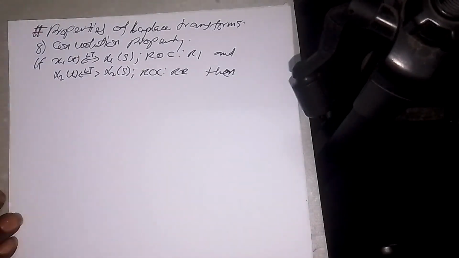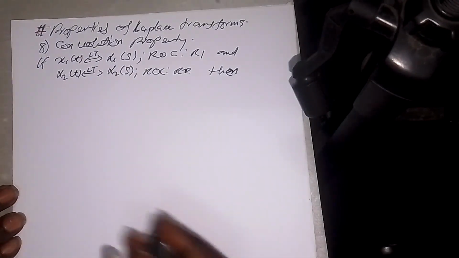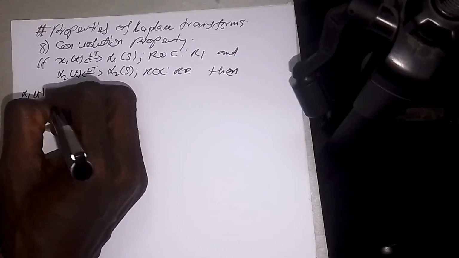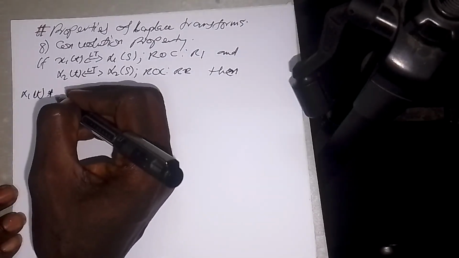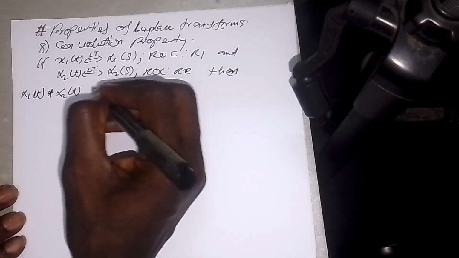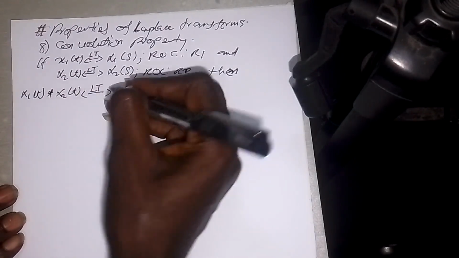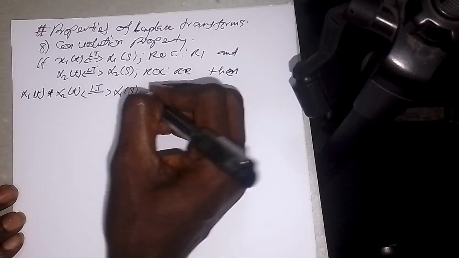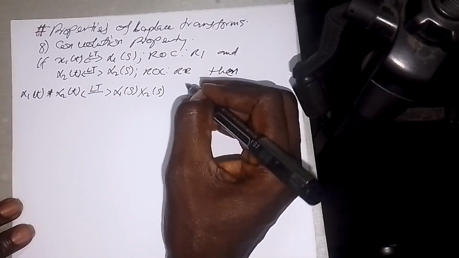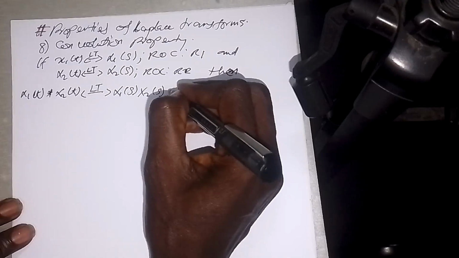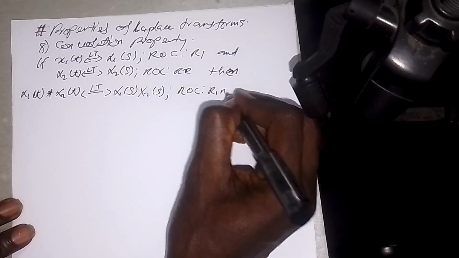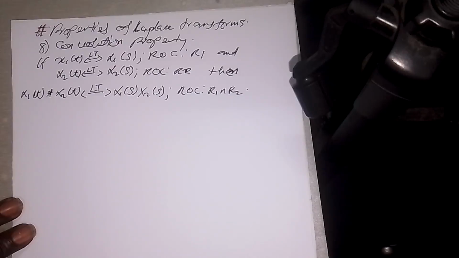Then x1(t) convolved with x2(t) should have a Laplace transform of X1(s) multiplying X2(s), and the ROC should be the intersection of the two, R1 intersection R2. So basically this is it.